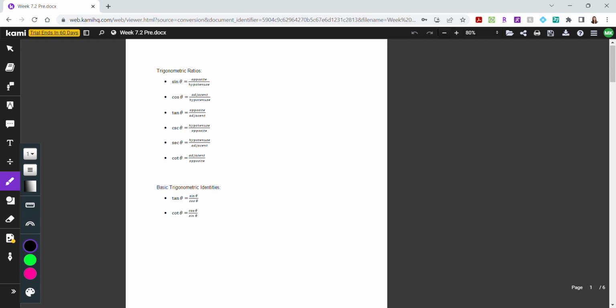Alright, so the very important thing that you do need to remember are these trigonometric ratios, at least for sine, cos, and tangent. These are the three most important. With sine, essentially you're looking at opposite over hypotenuse. So let me quickly draw a triangle out for you.